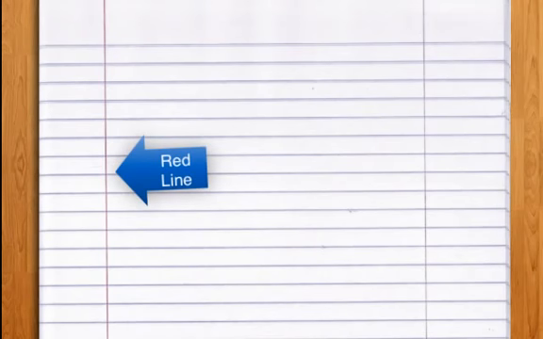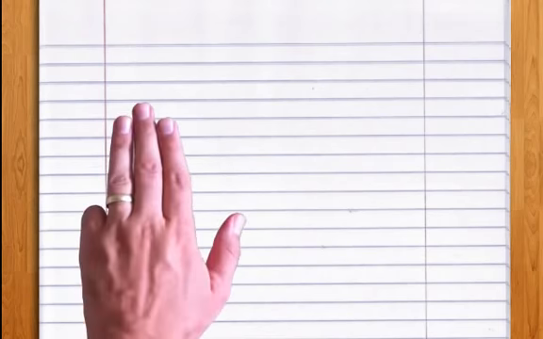Now, to take Cornell Notes, you must first look at your sheet of paper and find the red line on the left side. You will take your 3 fingers and line them up with the red line on the left side of the paper, and then you will draw a line. This gives you 2 columns.